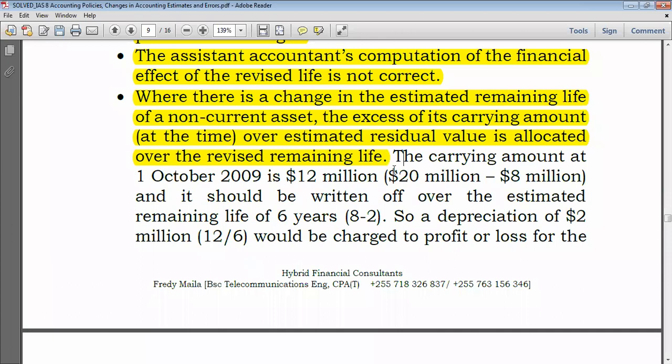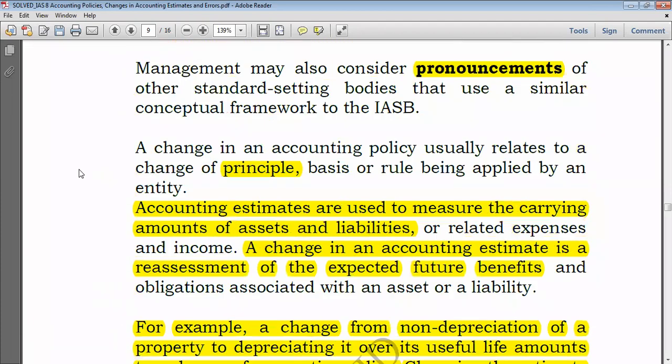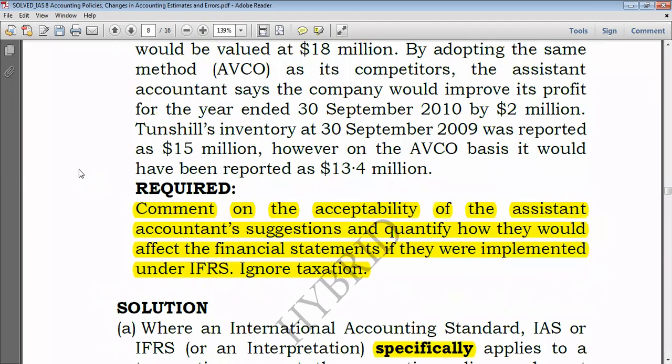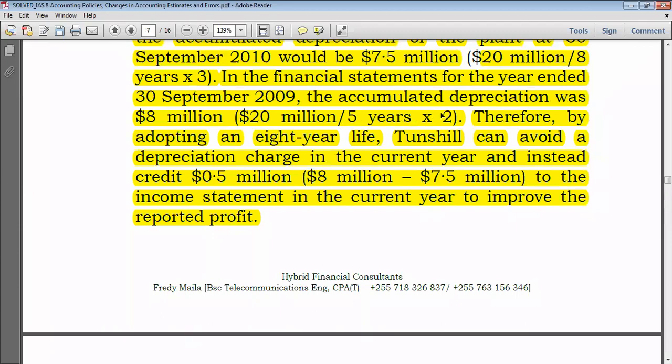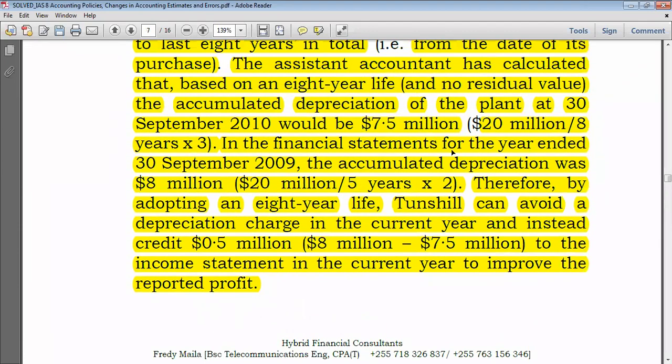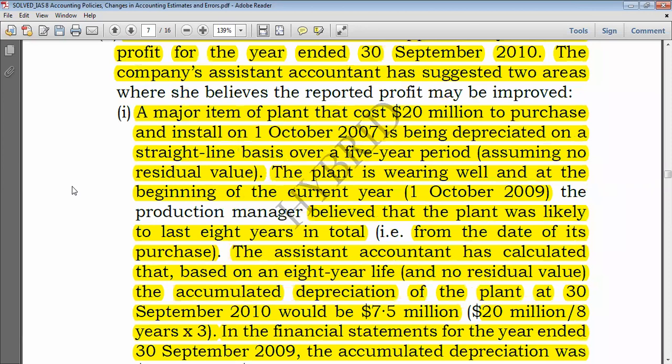So the carrying amount, that is 12 million after taking 20 minus 8, as I showed, should be written off over the estimated remaining life, that is 6 years, 8 minus 2. Be careful when reading the question. If that question stated like this, let me show you. You have to read the question. Don't just read the questions without deep thought. Here, they say that the 8-year life was adopted. I just need to find the place where it was really spoken.